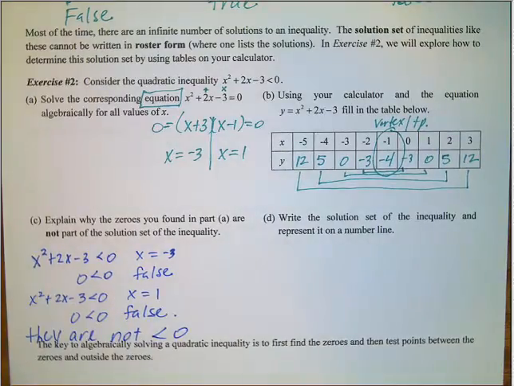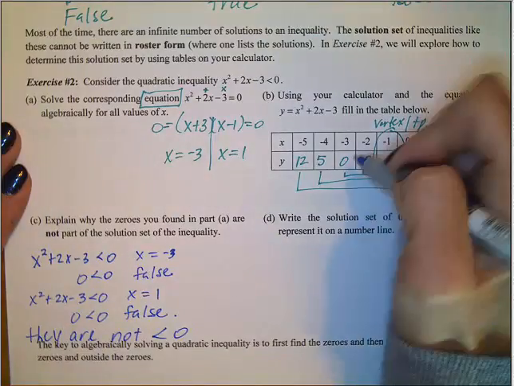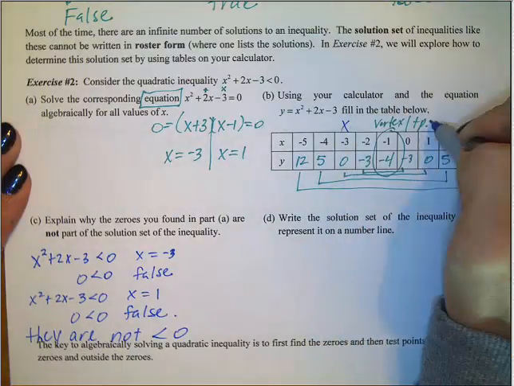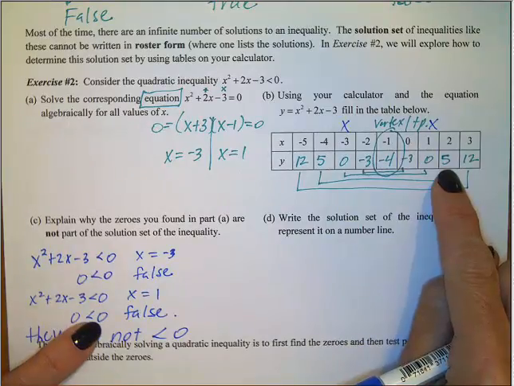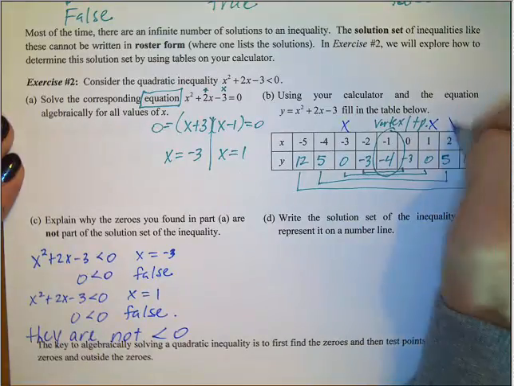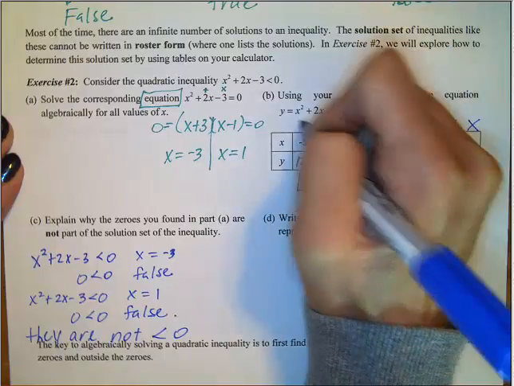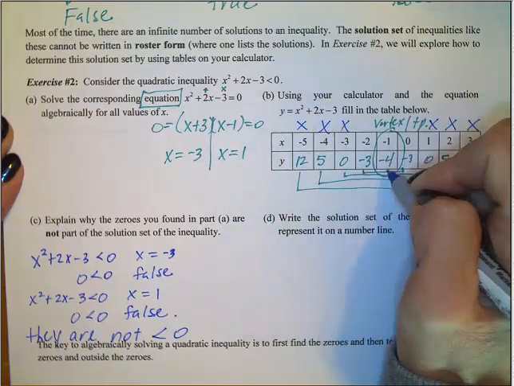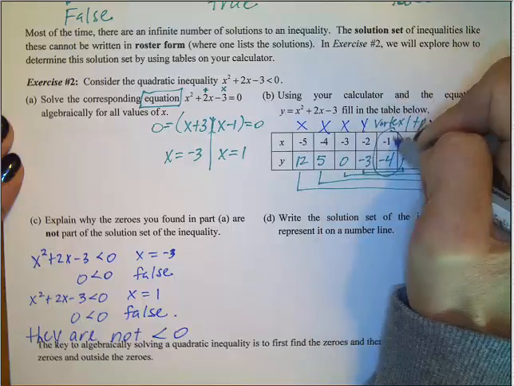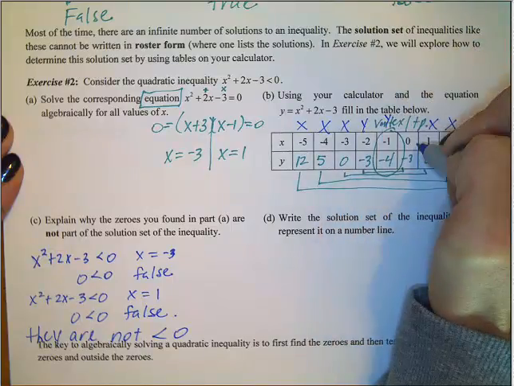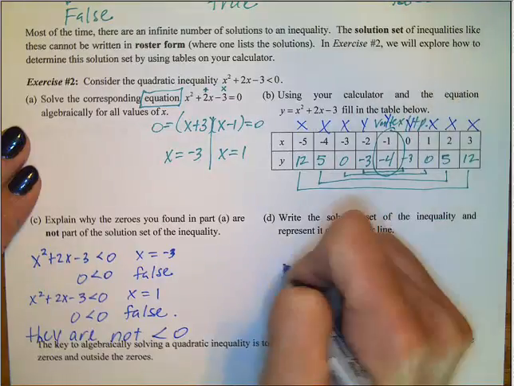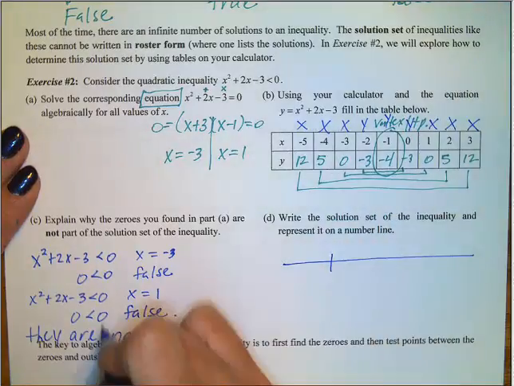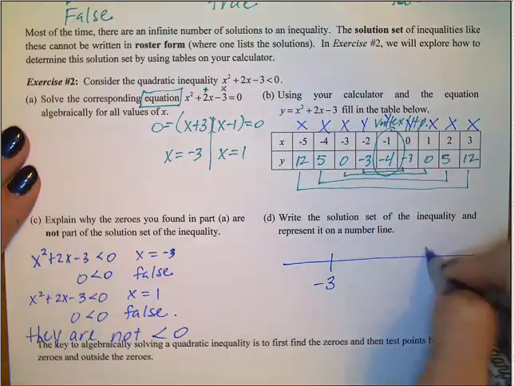So write the solution set of the equation and represent it on the number line. So if we know these are not, let's look at the other way. Is 5 less than 0? No. Is 12 less than 0? No. Is negative 3 less than 0? Yes. Is negative 1 less than 0? Yes. Is negative 3 less than 0? Yes. So, on a number line, we are going to have the answers of negative 3 and 1.